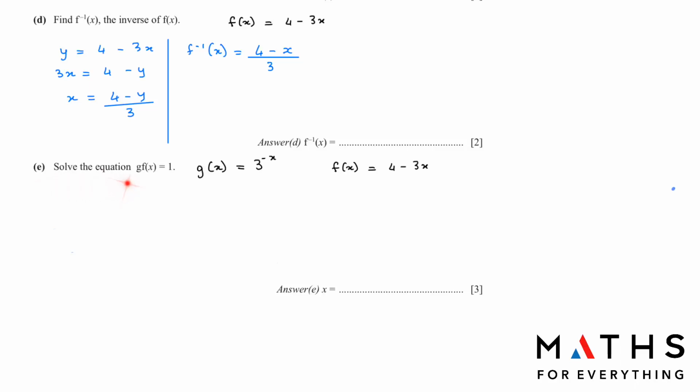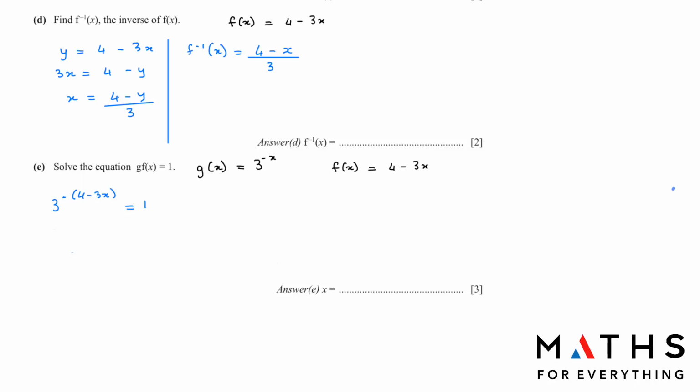Part E, solve the equation g f of x is equal to 1. This is a little bit tricky. So first we write the equation g f of x. This is g and this is f of x. We start with the outside and then we replace the x with f of x. So 3 to the power of 4 minus 3x, this is g f of x. This is equal to 1.